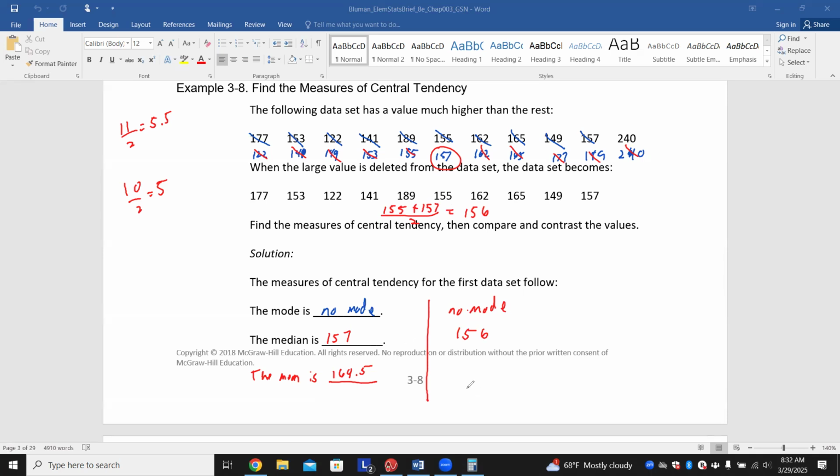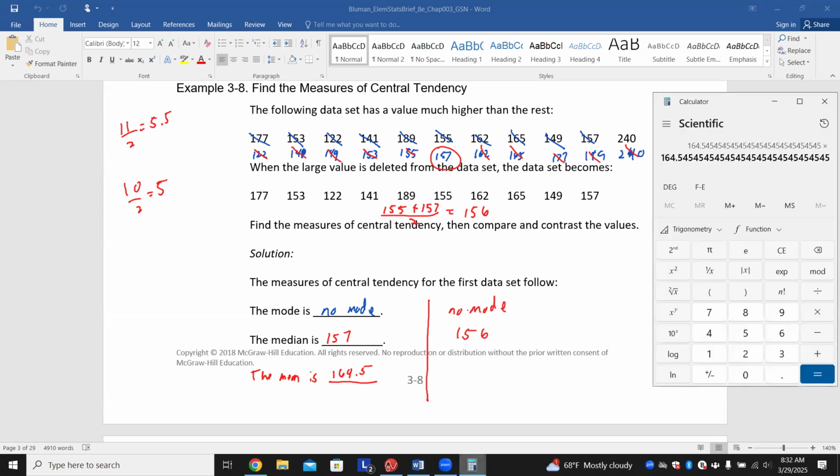So one number difference. My mean though, so this is what I'll do with my handy dandy calculator. I'll take that number and I'll multiply it by 11 to go back to my original set. And now I'm going to subtract 240 from that. And now divide that by 10. And I now see that my mean is 157. So you can see a dramatic change in the mean went down by 7.5 points versus the median got affected by one number. And then the mode didn't change at all.